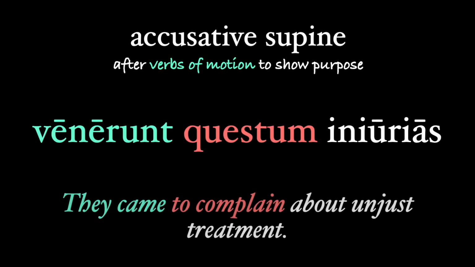And one more example from Livy. Venerunt questum injurias. They came to complain about unjust treatment, or injuries. Here, our verb of motion is venerunt, and the supine questum shows the purpose of their coming.